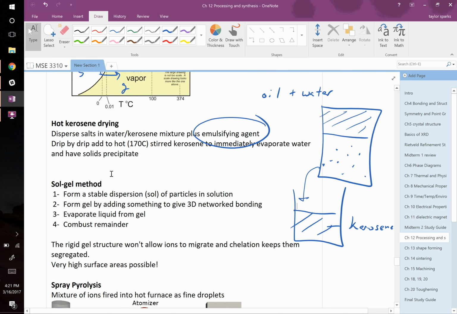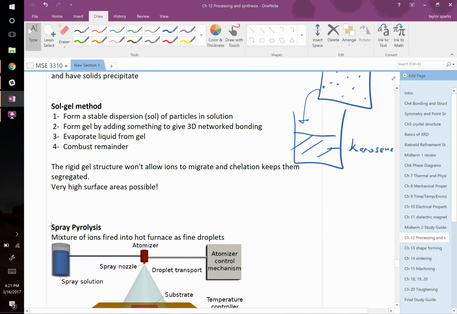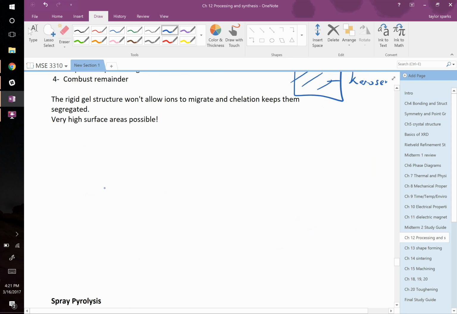Okay, there's the sol-gel method. The sol-gel method's fantastic. You start with a stable dispersion, sometimes called a sol or a solution, right, of particles? You add some gel forming agent, something that will give it three-dimensional bonding. What do we mean by that? Well, if you've got your ion in solution, say some transition metal, and you've got another transition metal ion over here, what you don't want is for these things to come together and clump. Right? You don't want clumping.